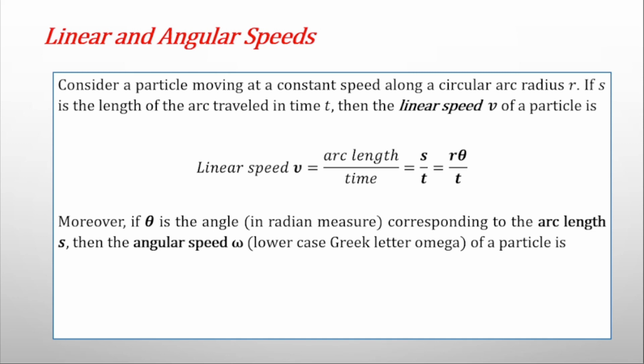Moreover, if theta is an angle in radian measure corresponding to the arc length s, then the angular speed of the particle, which is the lowercase Greek letter omega, is equal to the central angle divided by time, or theta over time.